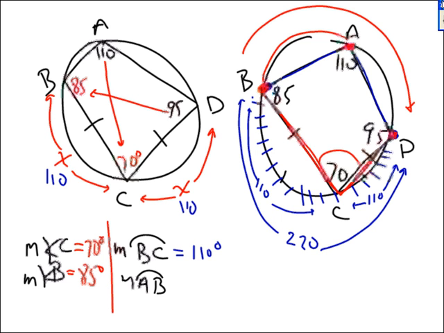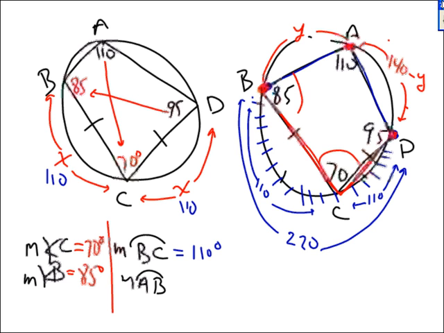So if I call AB, I already used up the letter X, so let me call it Y. If I call AB Y, well then I get to call AD 140 minus Y. 140 minus Y is that arc. Those two red arcs, they add up to 140.